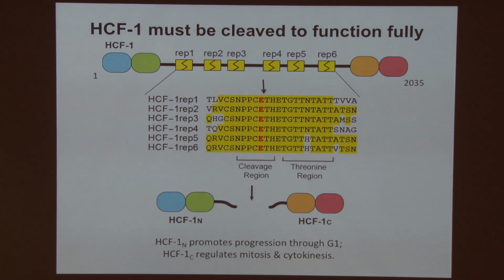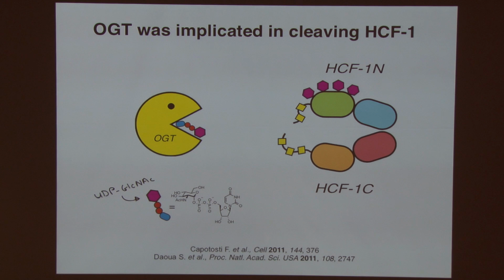And then there's a threonine-rich region in the protein, which was proposed to be how this HCF repeat, as it turns out, binds to OGT. And what people had found is that if you don't get the cleavage event on HCF1, you have mitotic defects. So you really have to have this cleavage occurring in order to get all the way through mitosis. For a number of years, people were looking for the protease that is cleaving HCF1, and they couldn't find it until these papers came out proposing that it was possibly OGT.